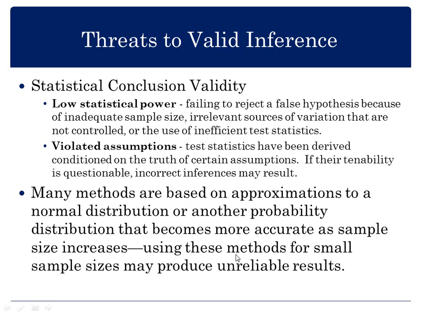Threats to valid inference, we've already talked about many of these, so I'm just going to reiterate. You could have low power, which means that you would fail to find something when it's really there. That could be for many different reasons. You have too much noise in your data, or your study is too small. You could have violated assumptions of the test. So I said a moment ago the t-test requires normality and equal variances if you have that two-sample t-test.